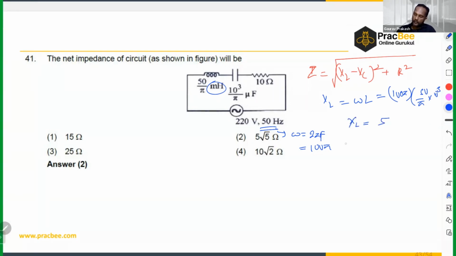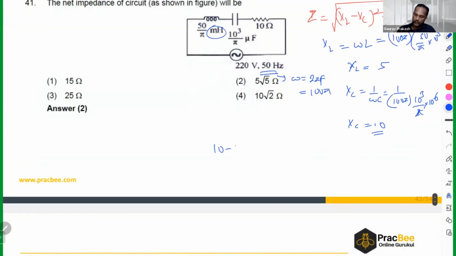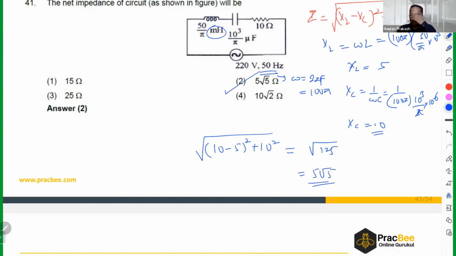And similarly, XC, that is 1 by omega C, that is 1 by 100 pi, and capacitance is 10 to the power 3 by pi into 10 to the power minus 6. So XC comes out to be 10. So using this, I can say the square root of (10 minus 5) whole square plus 10 square is the square root of 125, which is 5 root 5. So the second one is the right answer.